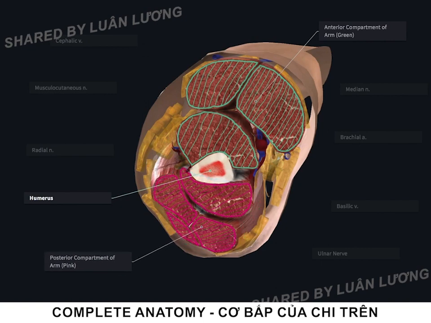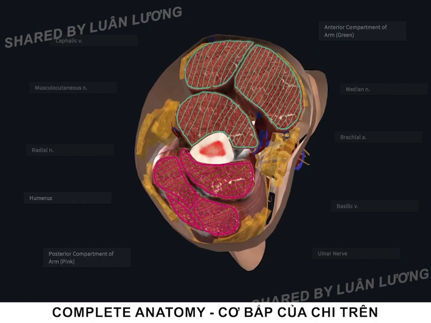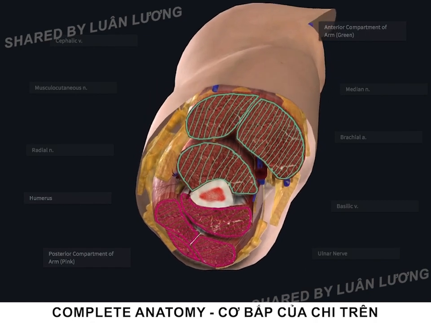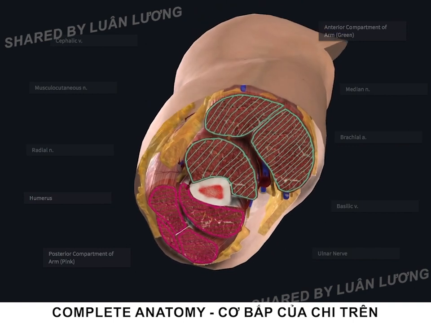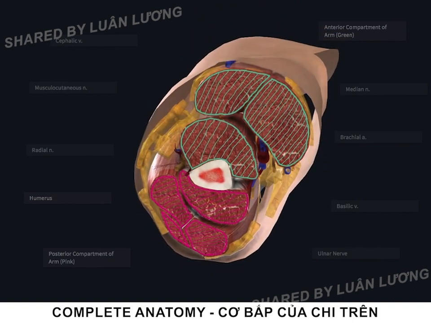The posterior compartment of the arm has been highlighted in pink. And although this looks like there's multiple components, which there are, they're actually all of 1 large muscle, which we'll look at in more detail with the posterior compartment of the arm. What I wanted to highlight here in this cross-sectional cut is not only the fact that they're going to be located in front of or behind the humerus, but that there's going to be additional structures within these compartments. So it's not just muscles in isolation.